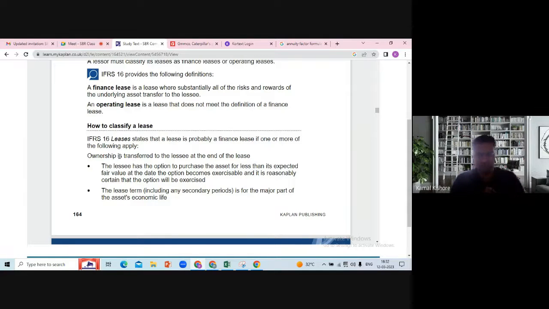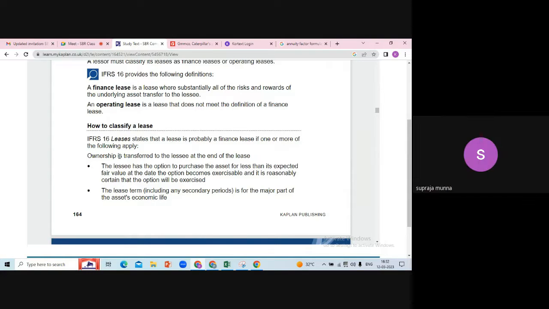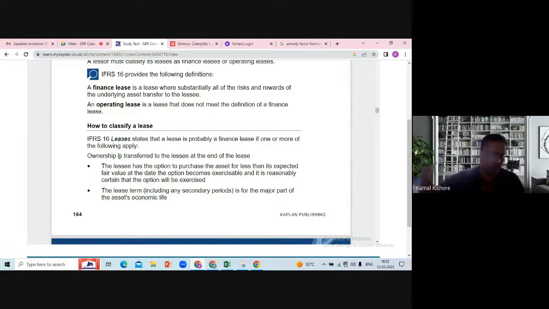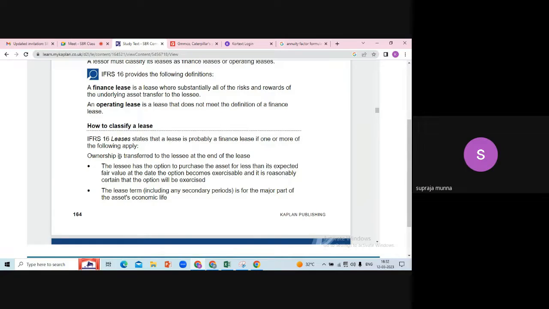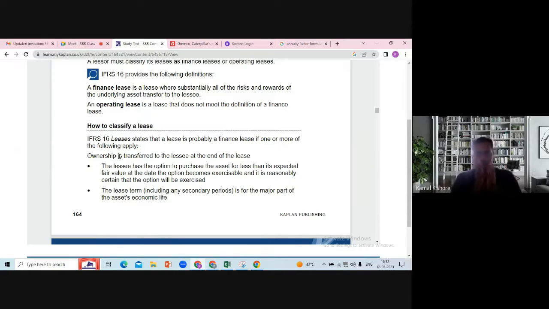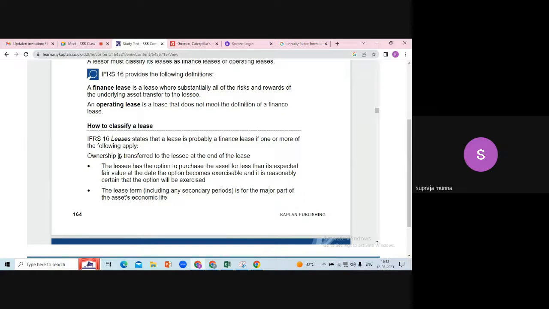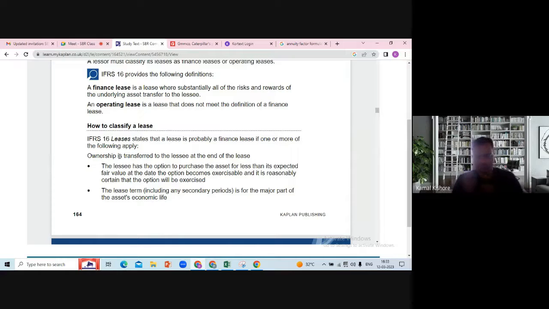So take a lease. When I'm taking an asset on lease, I'm entering into an arrangement with someone, telling them, you buy the asset and give it to me. The legal form is that he's owning the asset, I'm not owning the asset. But what is the substance? In essence, I'm using the asset, I'm controlling the asset, as if I'm owning the asset, not him.